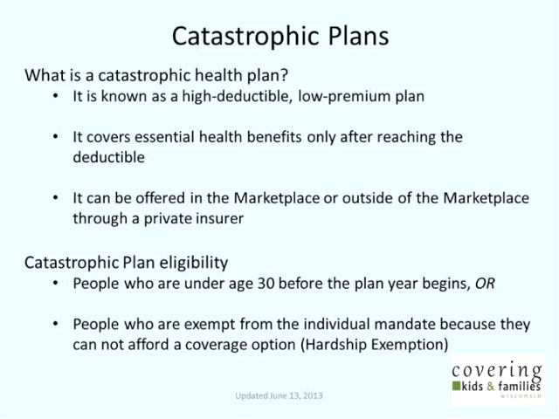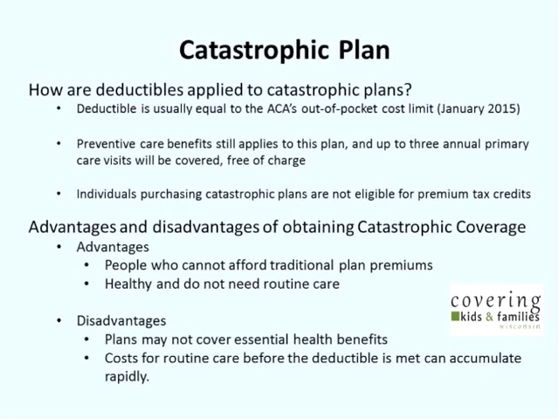Catastrophic plans can be offered through the marketplace or outside of the marketplace, but the eligibility is trickier now. You have to be under 30 before the plan begins, or you have to be exempt from the individual mandate because you can't afford the coverage option. So you'd have to show that you have a hardship and you can't afford it to be able to get the catastrophic plan.